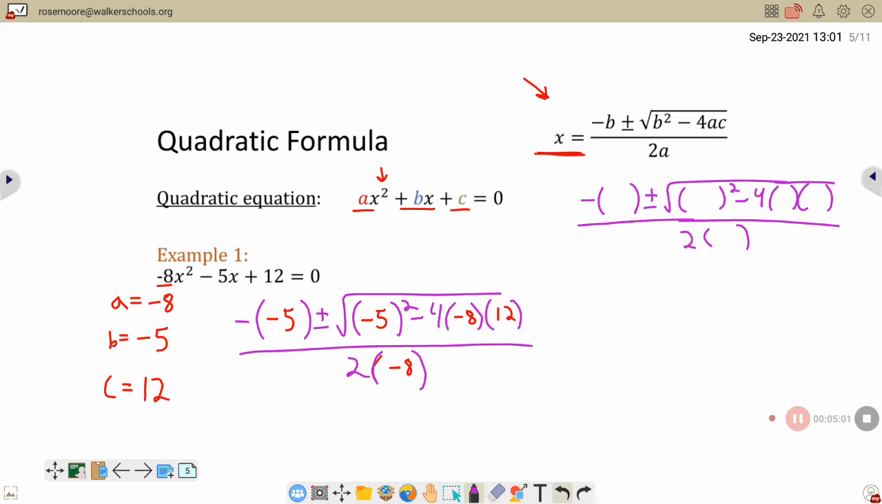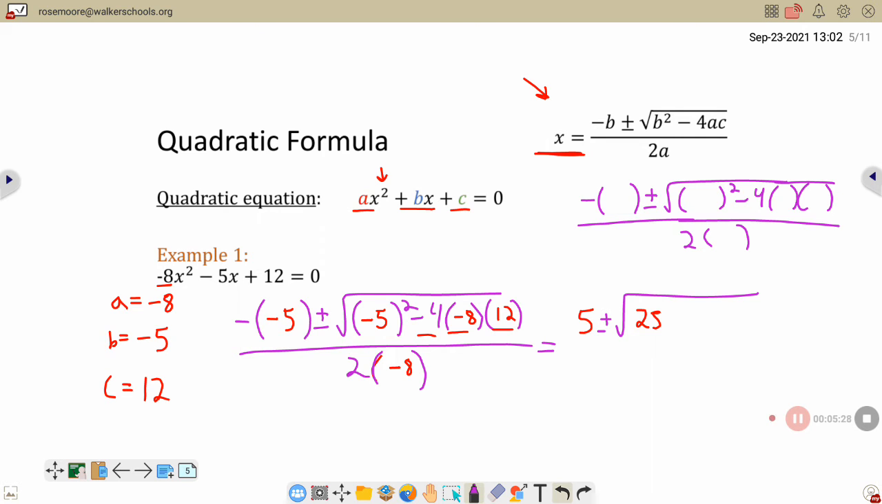The opposite of b part means if this is a negative 5, a negative negative 5 will now be a positive 5, plus or minus the square root. Now b squared, okay, b squared will always be positive. So negative 5 times negative 5 will give me 25, okay? And then I will multiply these three things together.